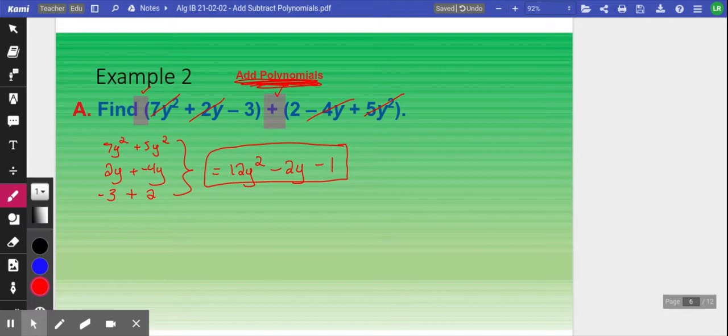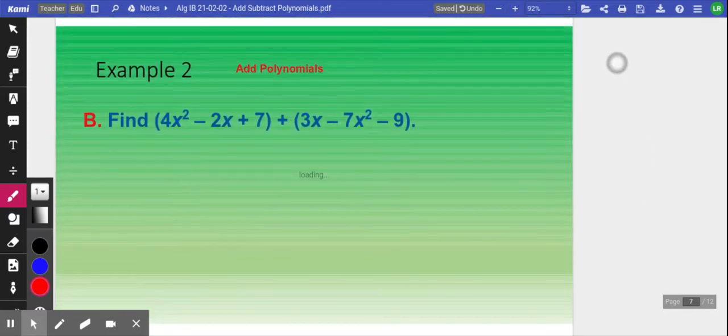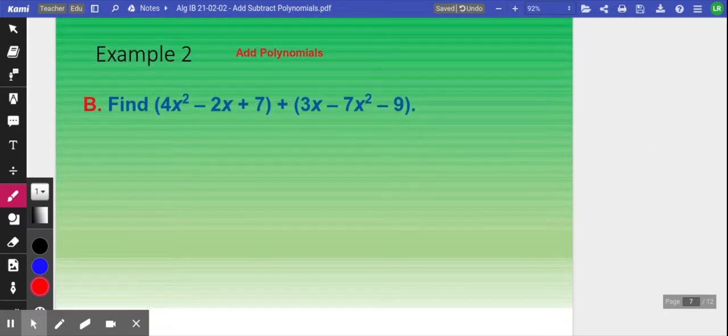Okay, so look at example B. Let's go ahead and write this one down. We have 4x squared minus 2x plus 7, and we are adding a trinomial to that, 3x minus 7x squared minus 9.